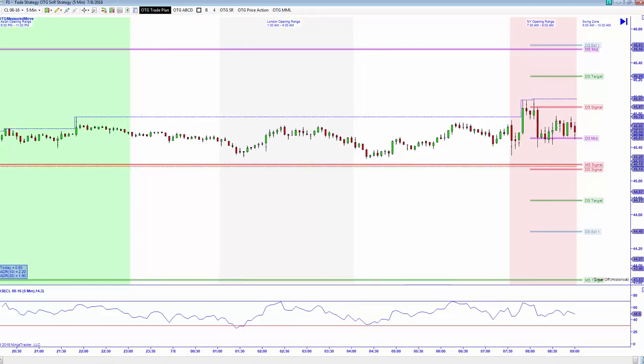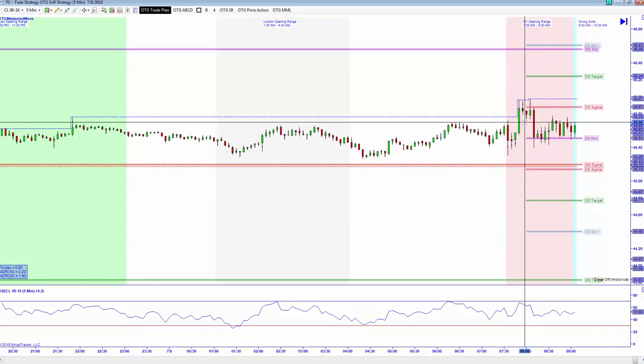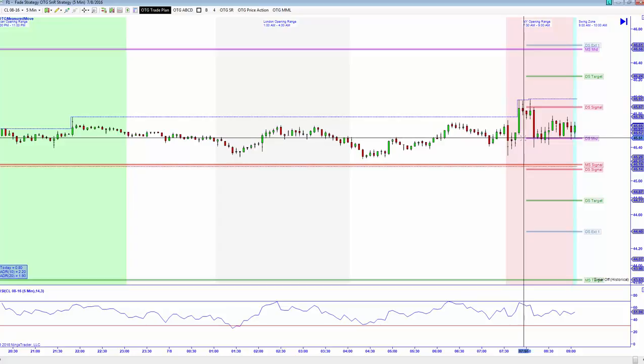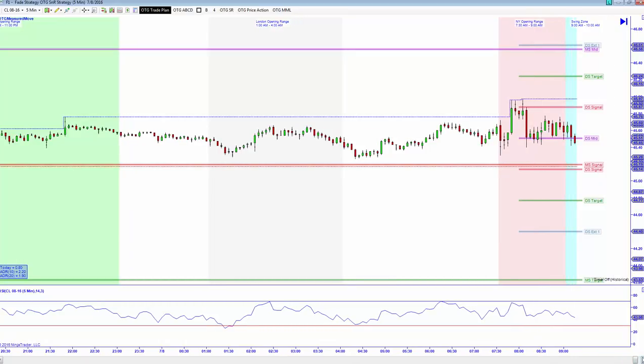And once we got into the 9 a.m. to 10 a.m. swing zone right here, it was my thought process that we were going to break this daily structure mid point. And so where the video will pick up is I look to get short at 49, and we did rotate just a little bit.